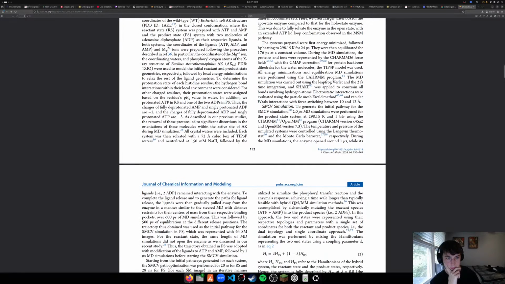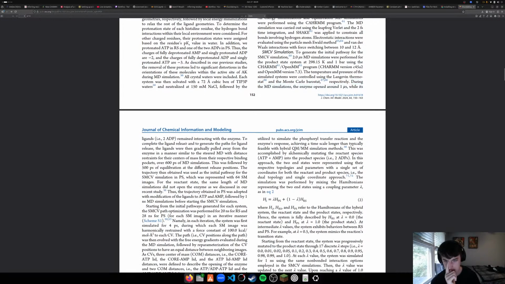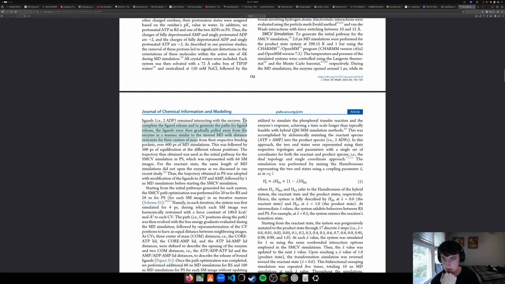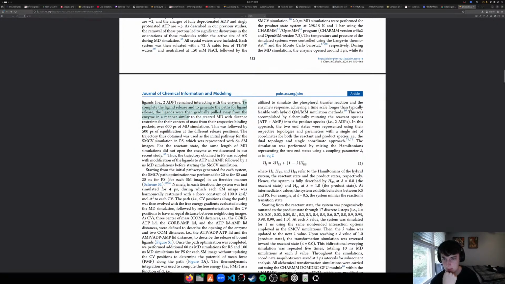Okay. Yeah, there we go. That's what I'm interested in. To generate the initial pathway, 2 microsecond MD was performed for the product state. The temperature and pressure of the simulated system were controlled cyclically. During this MD, the enzyme opened around 1 microsecond while its ligands remained interacting with the enzyme. To complete the ligand release and to generate paths for the ligand release, the ligands were pulled away from the enzyme in a manner similar to steered MD, with distance restraints from their centers of mass from their respective binding pockets over 6 picoseconds.